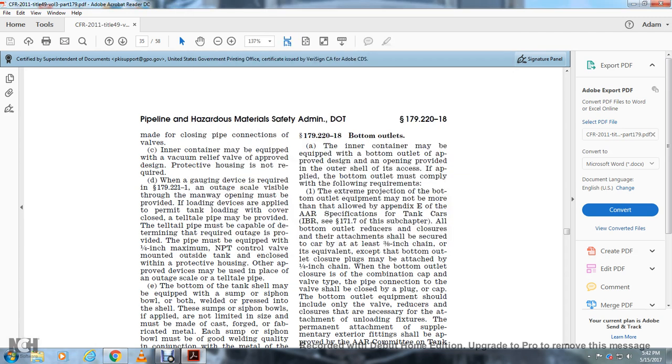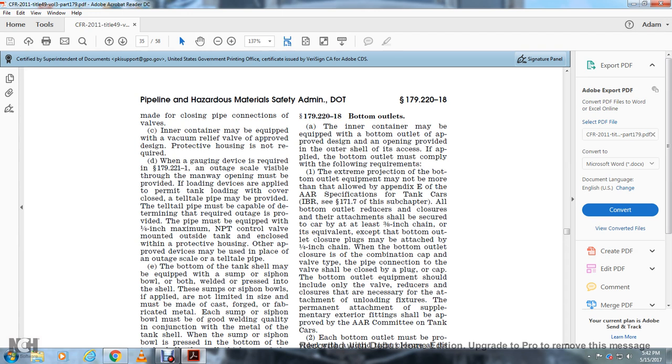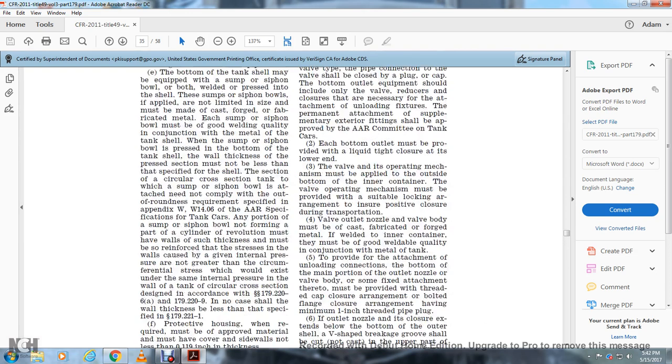First, the extreme projection of the bottom outlet equipment may not be more than allowed by Appendix E of the AAR Specifications for Tank Cars, 171.7 of this subchapter. All bottom outlet reducers and closure attachments shall be secured to the car by at least 1/3 inch chain or equivalent, except that bottom outlet closure plugs may be attached by a 1/4 inch chain. A bottom outlet closure in combination with a cap and valve type of pipe connection or a valve shall be closed with a plug. Caps of the bottom outlet equipment shall be included, but only if the valve reducer closure is necessary for the attachment of loading fixtures. The permanent attachment of supplementary exterior fittings shall be approved by the AAR Committee on Tank Cars.